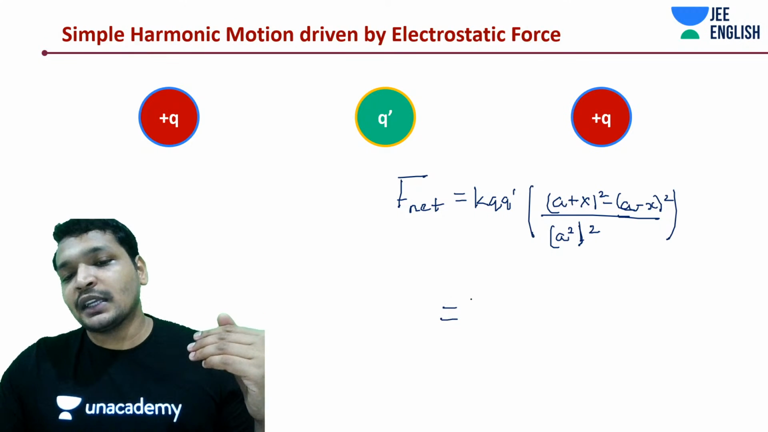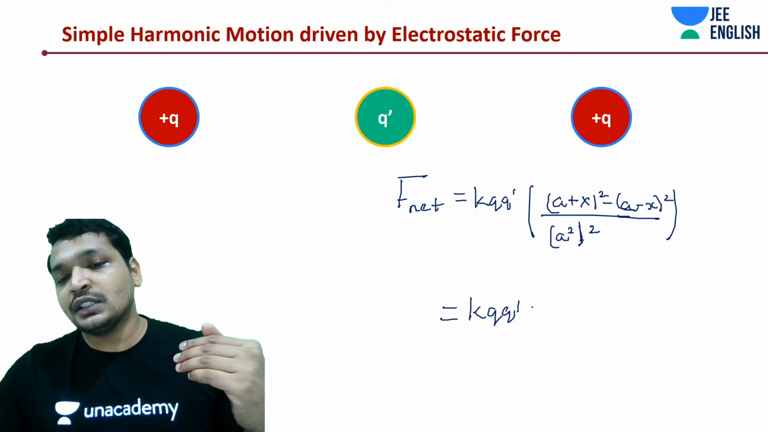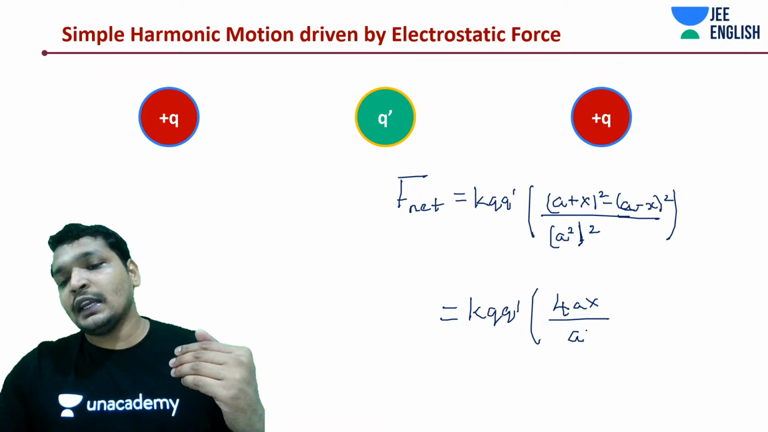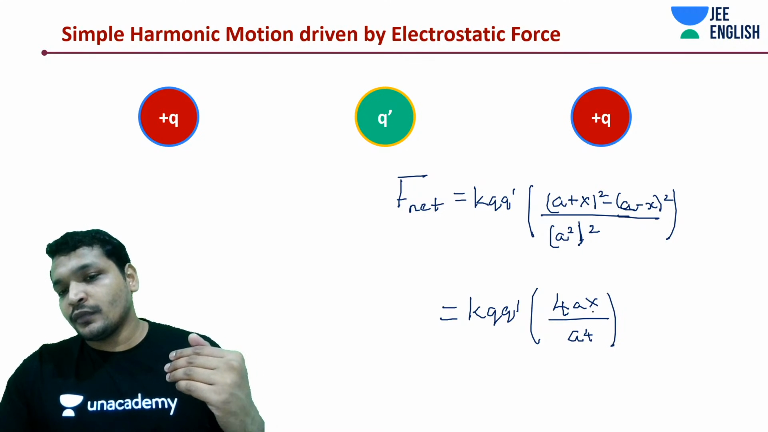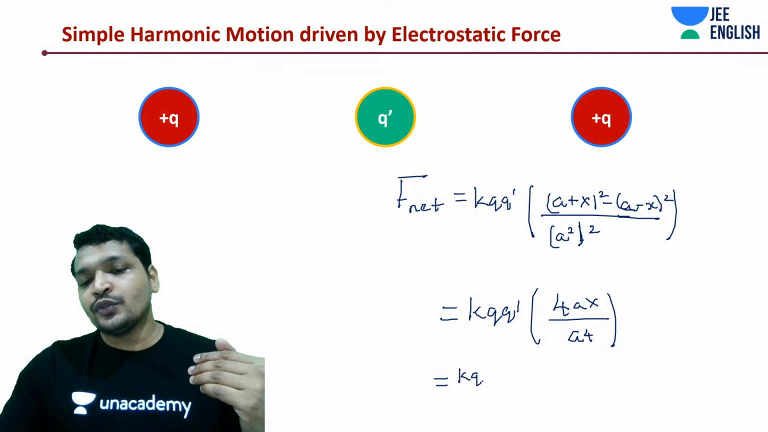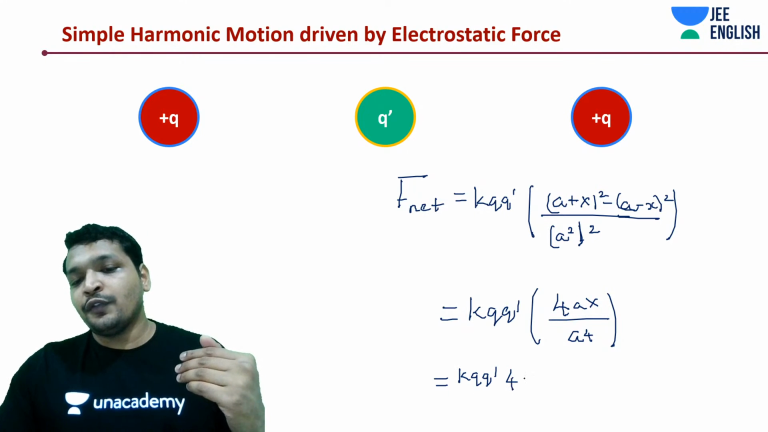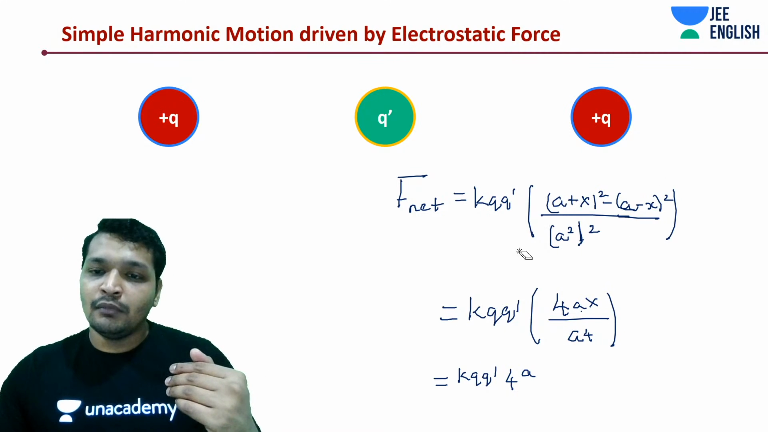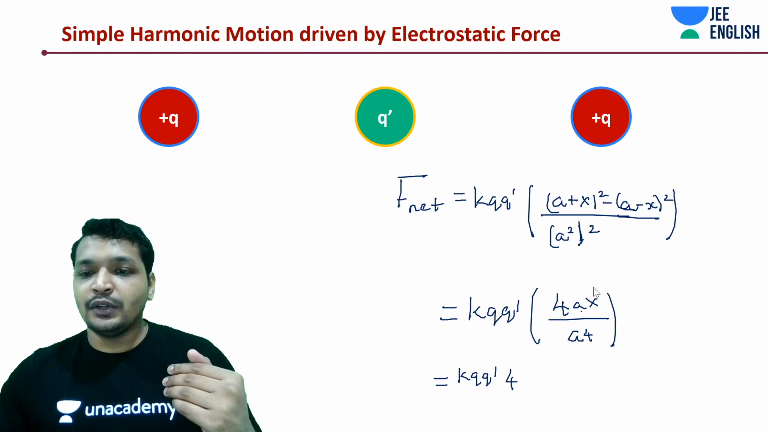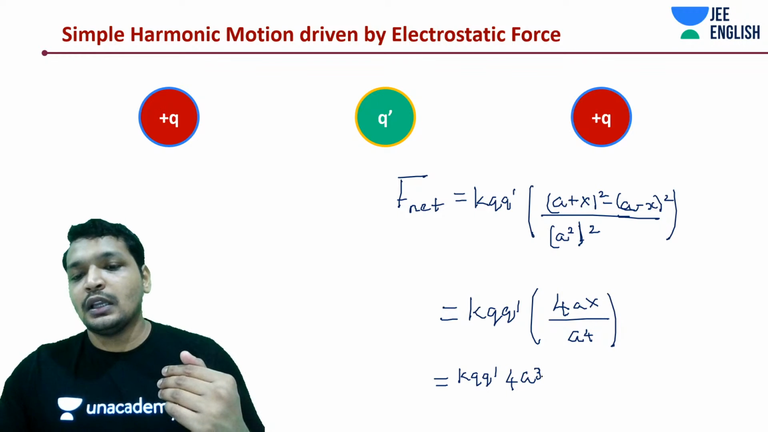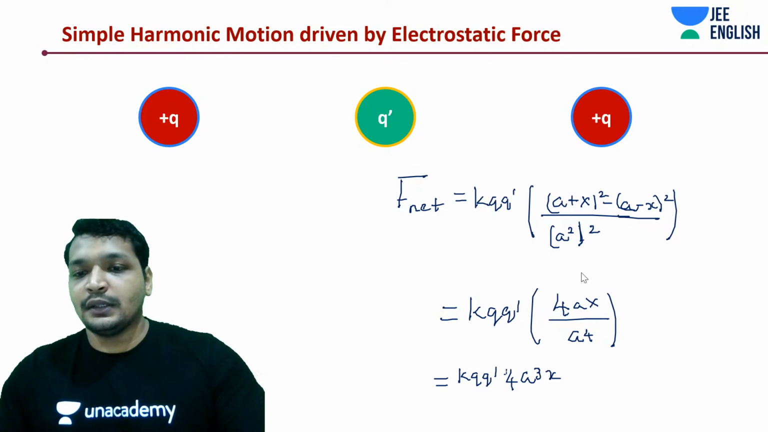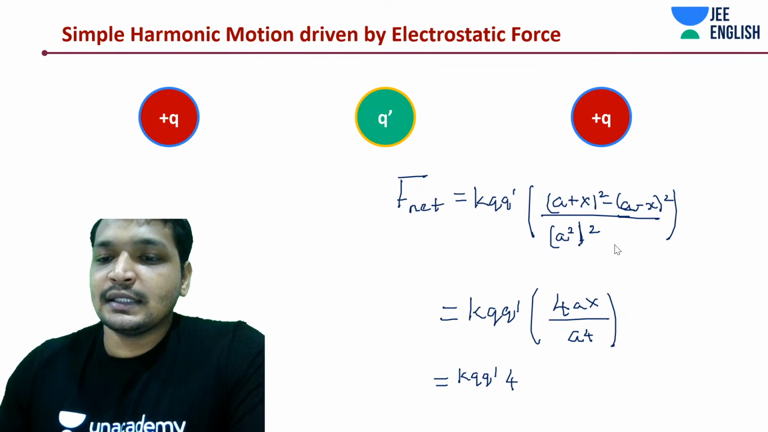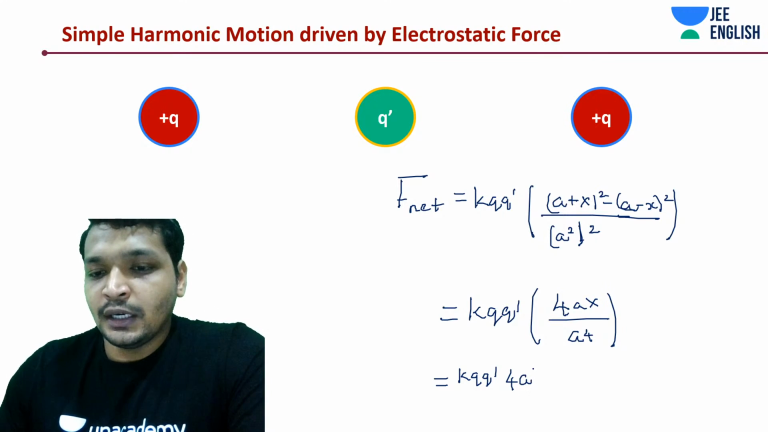So you would get something like 4q dash into 4ax divided by a to the power 4. So it is going to be k into q dash into 4. One of the a's would get cancelled, it will become a cube. It will be a cube into x. A cube into x. Let's do a thing. We'll keep this x in a different color. I'll tell you why.